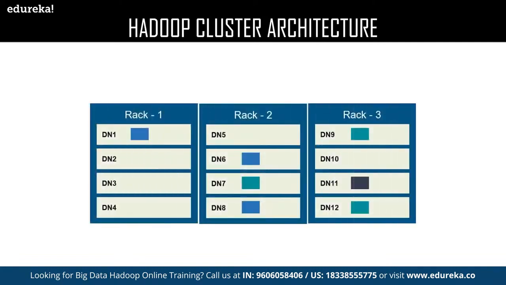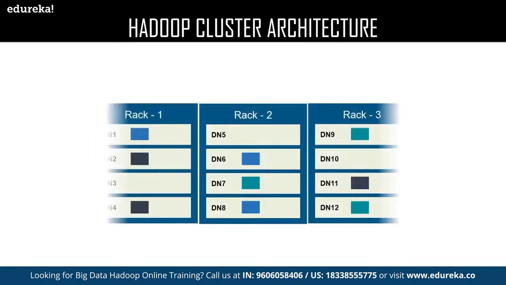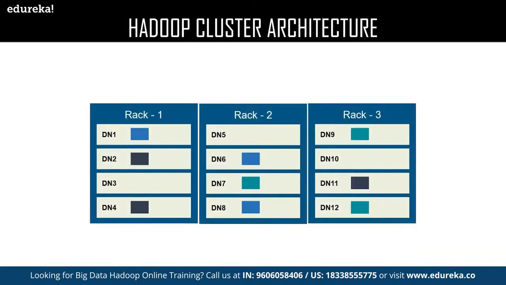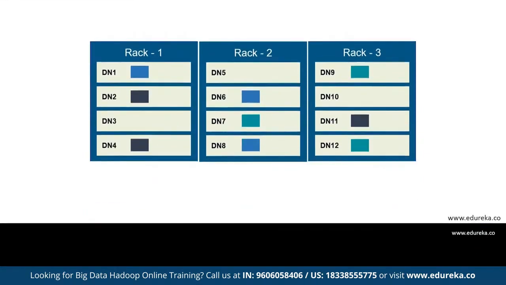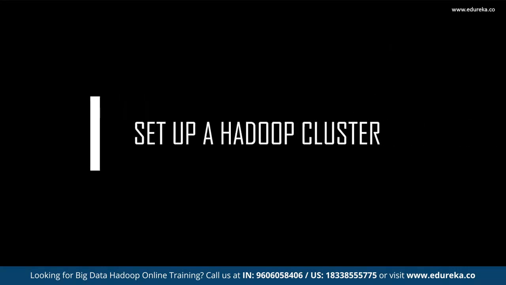As you can see, now we have a new data block stored in data node 11, and rack 3 is the local rack for the data block stored in data node 11. Now let us see where the replicas of data node 11 are stored. As you can see, the replica blocks of data node 11 are stored in the remote rack, which is rack number 1, and the data blocks are stored in data node 2 and data node 4. With this, we have finished our theory part.